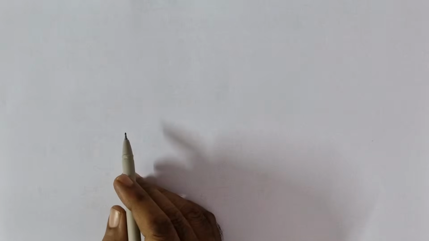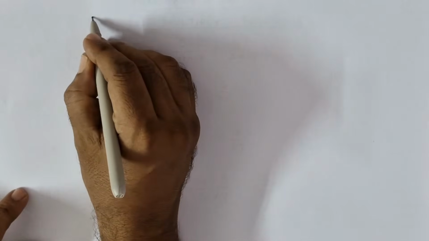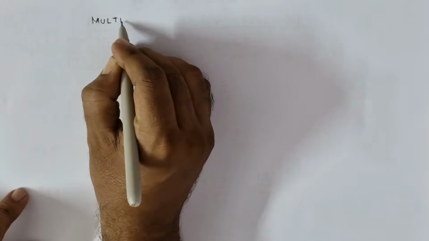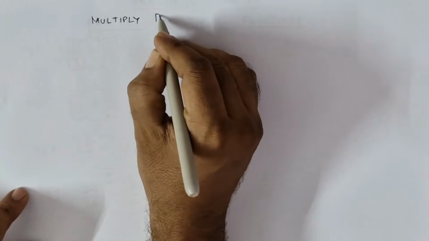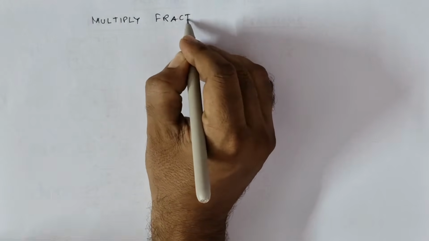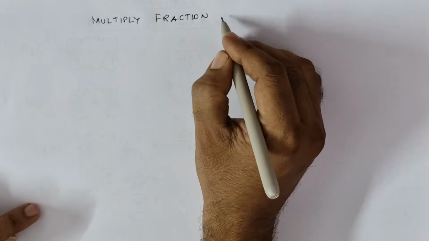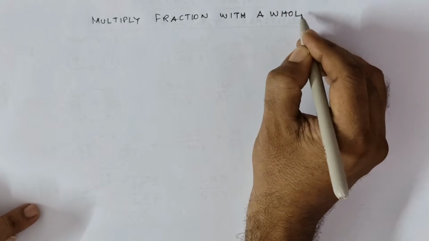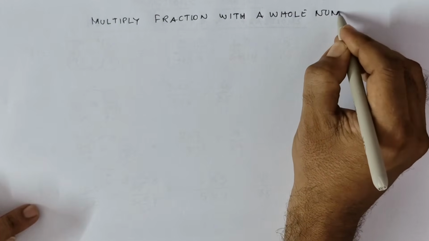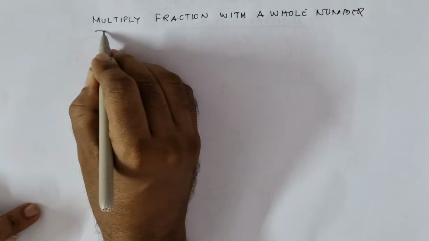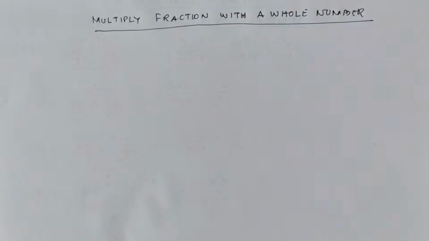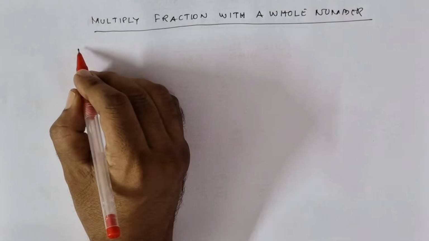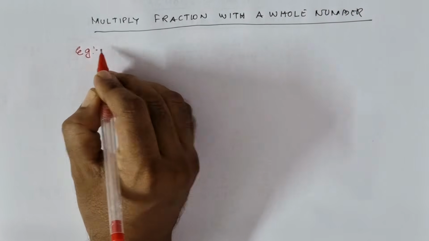Now let's come to the second one. Second issue. What is that? If you multiply fractions, multiply a fraction with a whole number. Now how to deal with that? So you are multiplying fractions with a whole number. Let's take an example and let's take a closer look at it.